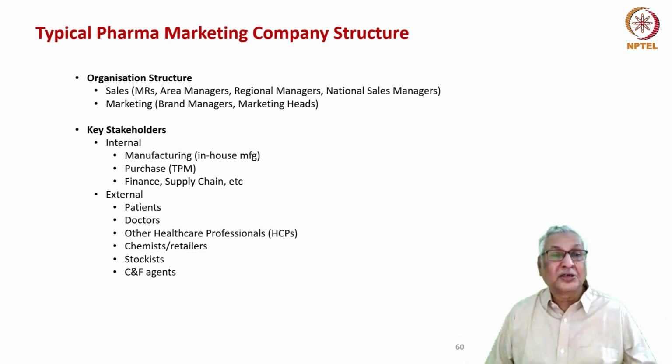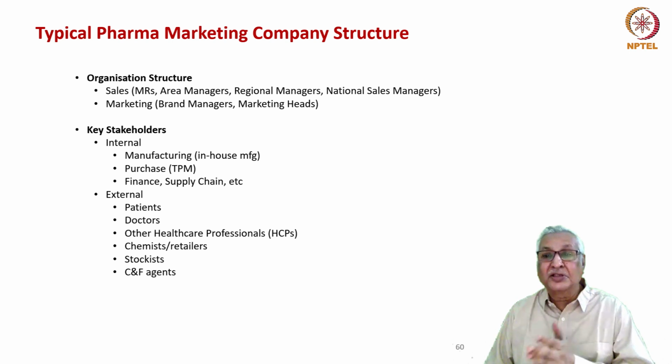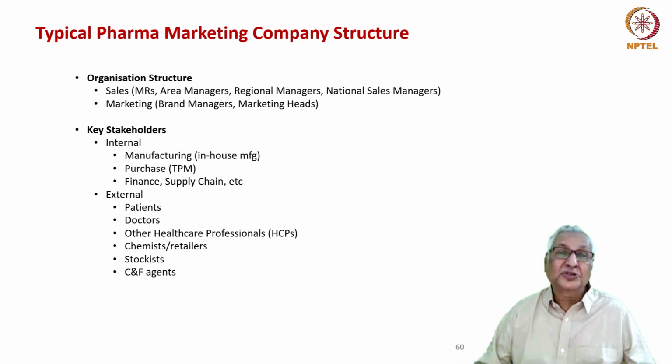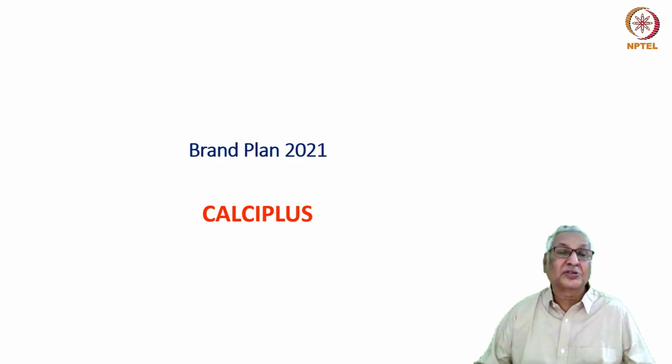So, as I explained, we have an organization structure for marketing in pharma: sales, medical representatives, area managers, regional managers, national sales managers. Marketing, brand managers, marketing heads. Key stakeholders: internal, we have discussed; external, patients, doctors, other healthcare professionals, chemists, retailers, stockists, C&F agents. This is the overall internal cum external marketing network that needs to support these developments.